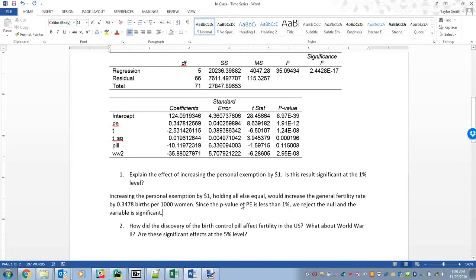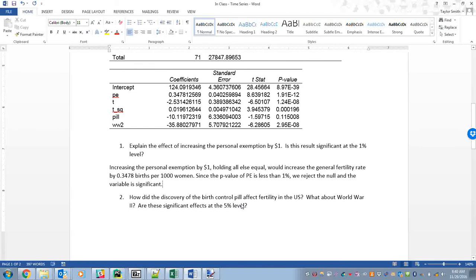Great. Number 2, how did the discovery of the birth control pill affect fertility in the U.S.? So we come up here, and this pill variable is a dummy variable that's essentially one after the discovery of the birth control pill. So basically in years, I think it's past either late 1940s, early 1950s. I have to go back and look at the data to know exactly. And so after those years, we have this birth control pill variable taking on the value of a 1.